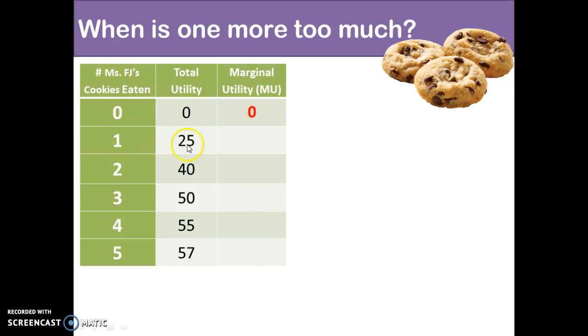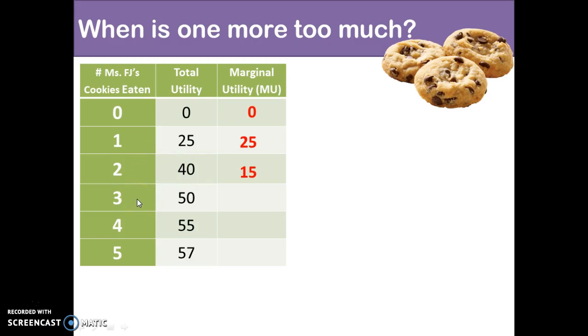If we have 1 cookie, we're going to love it. It's going to be great. We're going to experience some satisfaction. And the difference between 1 and 0 cookies is going to be 25. Let's say that we have another cookie, and the difference between 25 and 40 is 15. So our total utility continues to increase, but that second cookie doesn't taste quite as good as that first cookie.